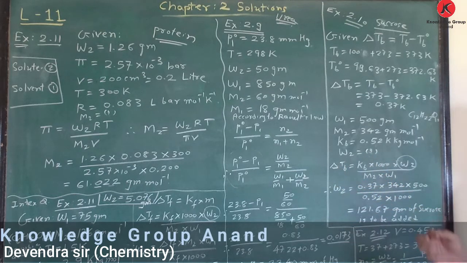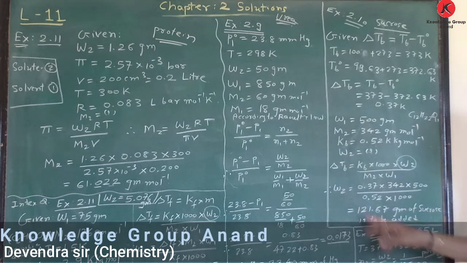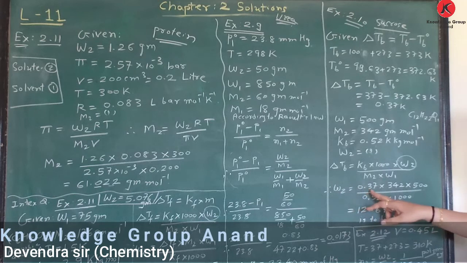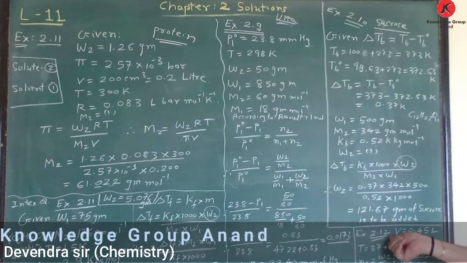For the question, W2 is unknown. You know this one, delta Tb is equal to Kb into m. Kb is given. Kb is nothing but the molal elevation constant. So here W2 is equal to 0.37 into 342 into 500 divided by 0.52 into 1000. If you calculate it, 121.67 gram of sucrose is to be added. So the weight of the sucrose, or solute, is 121.67.